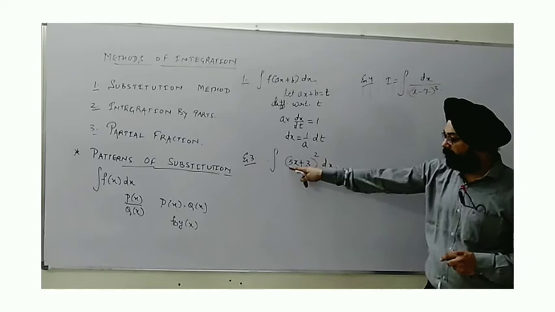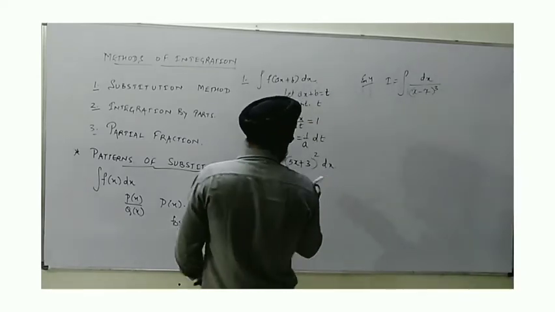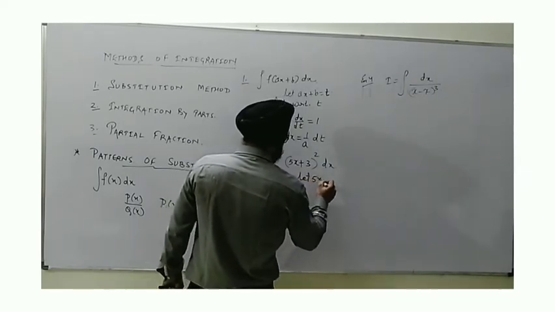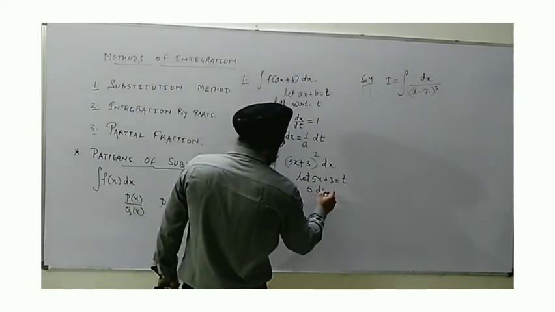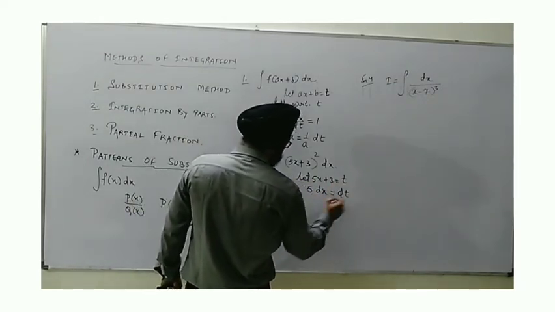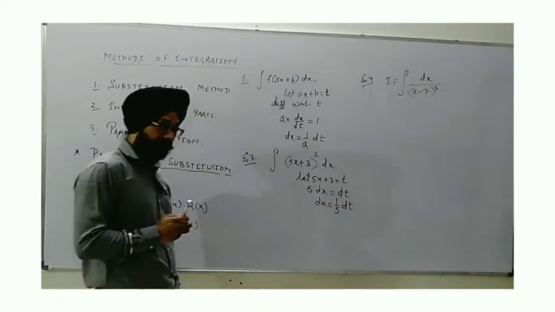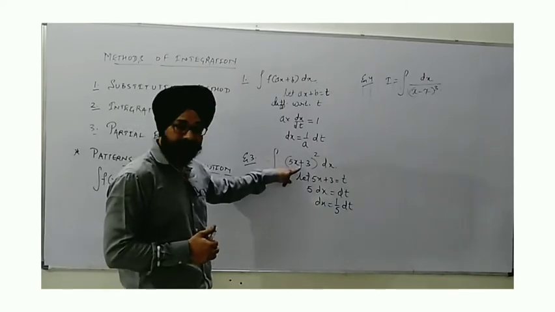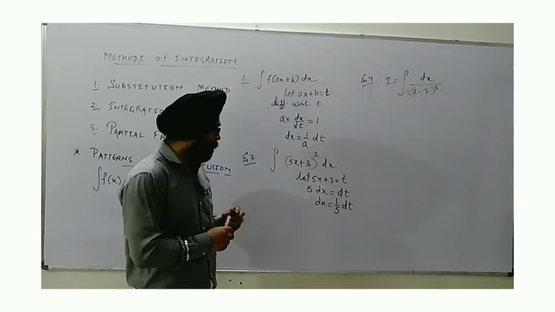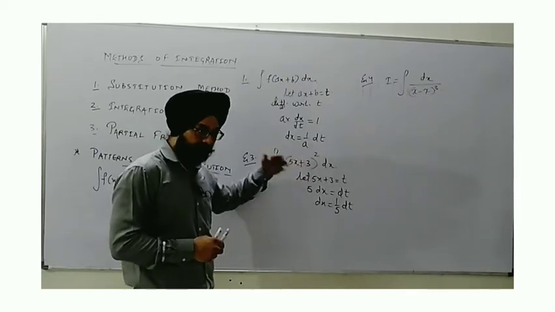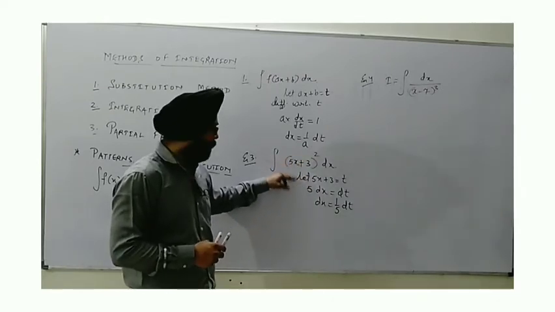Here 5x plus 3, I find, is a linear polynomial. I will convert this into a single variable. Let 5x plus 3 be t. So we can say therefore 5 dx, the 3 becomes 0, equals dt. So dx equals 1 upon 5 dt. Don't forget what I said recently, take care of the coefficient of x, as it is a linear polynomial. Now this function, if you compare it with the basic fundamental function, if I replace this by a single variable, what is it looking like?